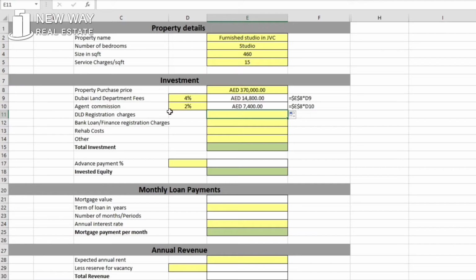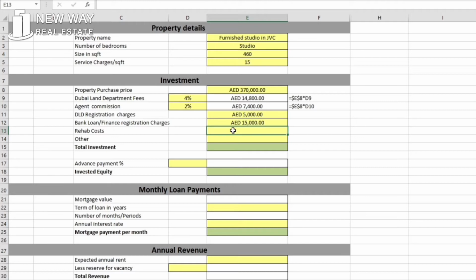The next charges or costs are DLD registration charges. These are the payments or the charges that we'll be paying at the trustee office. So it ranges up to 5,000 dirhams. The bank loan or finance registration charges, these are the charges that you have to pay to process the loan and to assess the property, and you pay these towards the bank. So it differs from one bank to another, but let's top it up at 15,000.